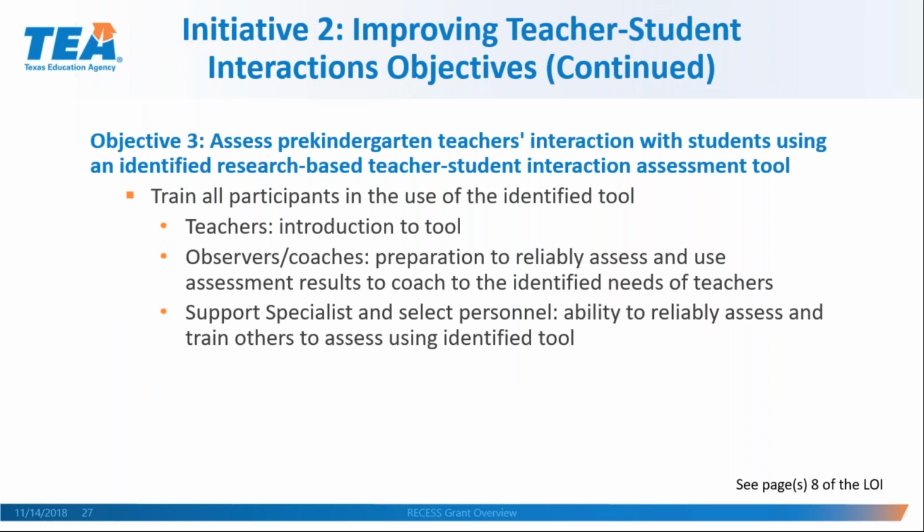Objective 3 states, assess pre-kindergarten teacher interaction with students using an identified research-based teacher-student interaction assessment tool. The required activities are the following: train all participants in the use of the identified assessment tool. For teachers, that would mean introduction to the tool. For observers, coaches, that would mean preparation to reliably assess and use assessment results to coach teachers' identified needs. And for the support specialist and select personnel from LEAs and early learning centers, that would mean preparation to reliably assess and train others to assess using the identified tool.